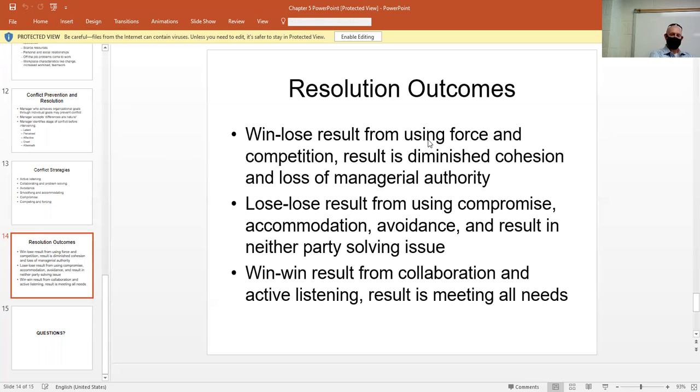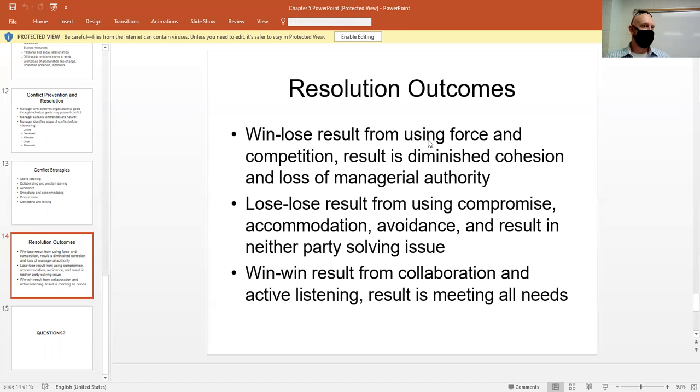Lose-lose result. You're going to see from using compromise, accommodation, avoidance, and result in neither party solving the issue. If you use compromise, accommodation, avoidance, and it's unsuccessful, then it is a lose-lose. If you have compromise and it's successful, it's one of the most positive ways that you can fix conflict. Win-win result usually comes from collaboration, active listening, and the result is meeting all the needs.